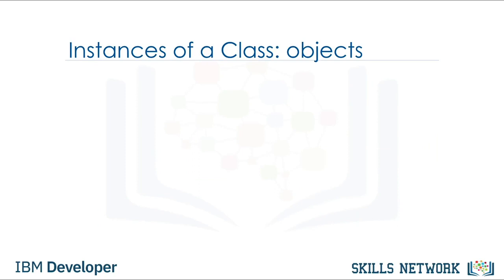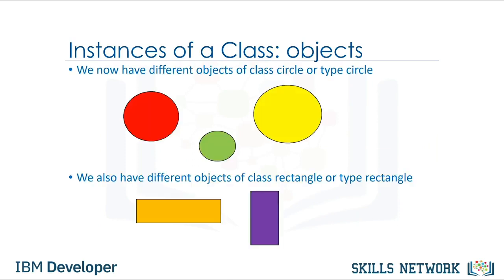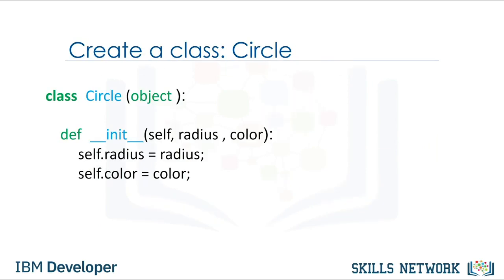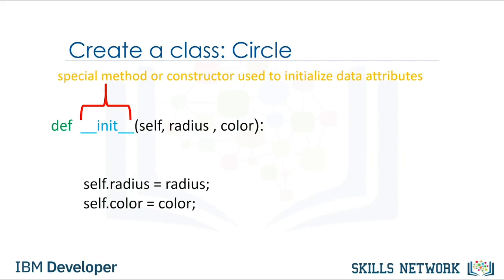We now have different objects of class circle or type circle. We also have different objects of class rectangle or type rectangle. Let us continue building the circle class in Python. We define our class. We then initialize each instance of the class with data attributes, radius, and color using the class constructor. The function init is a constructor. It's a special function that tells Python you are making a new class.